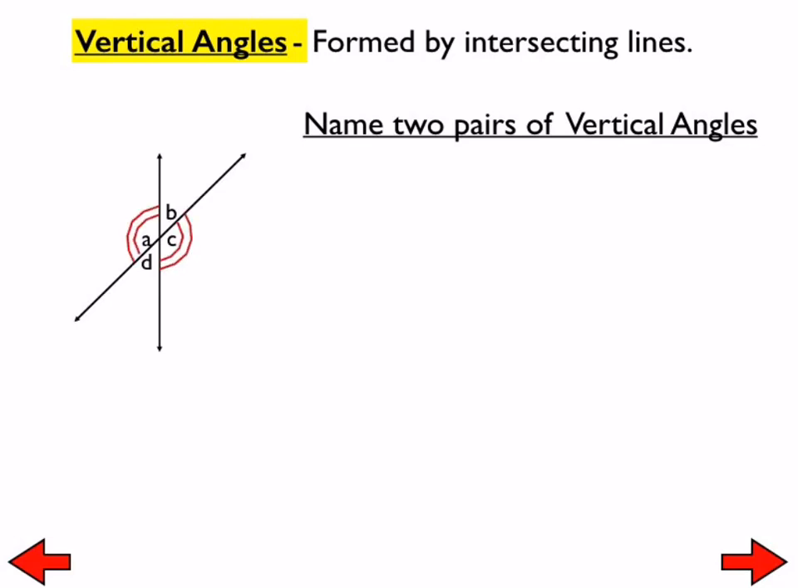So B and D, one pair of vertical angles, and then obviously A and C. A and C are vertical, which means they are congruent to each other. Angle B and D, that's the other pair of vertical angles. They are congruent to each other.